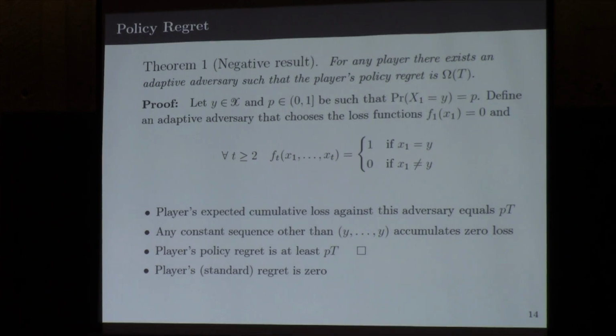What we can show is that the player's standard regret, though, in this setting, if you compute it, is actually 0. And this is what we're trying to say: in adaptive adversaries, regret doesn't really mean much. It actually lies to us.